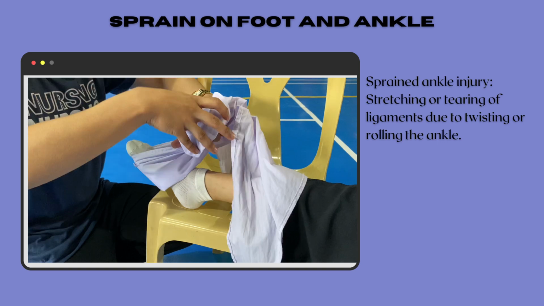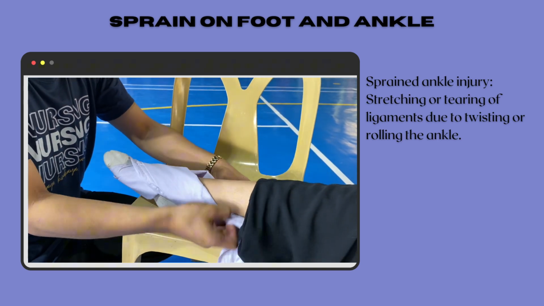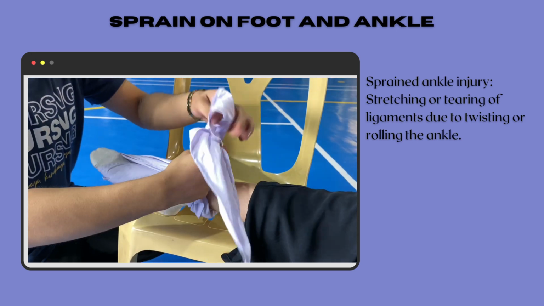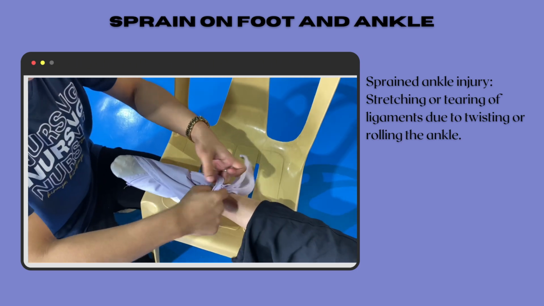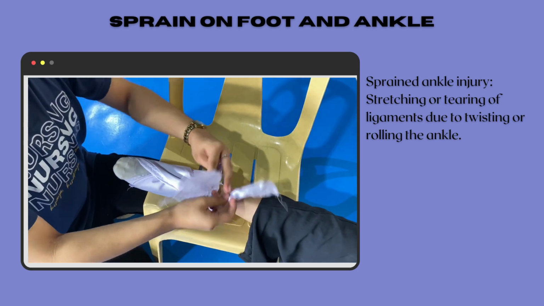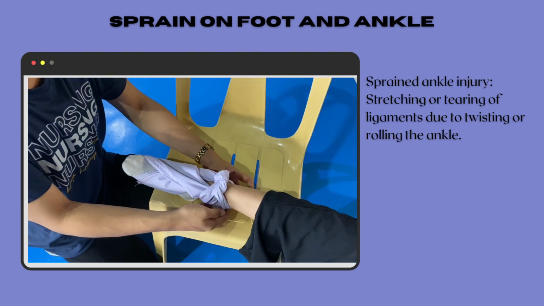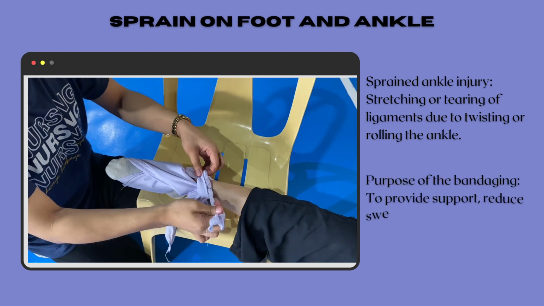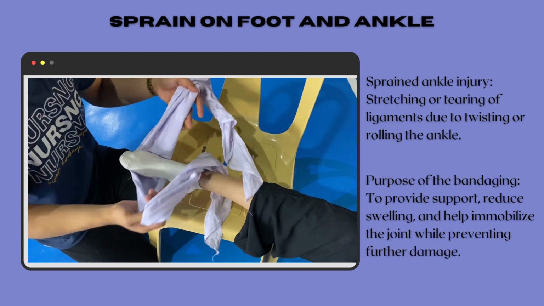Place the center of the cravat over the sprain, cross both ends over the foot. Cross both ends at the back of the ankle and do again the cross of both ends. Lock and tie both ends using a square knot. Tuck in the excess ends to make it neat. Purpose of the bandaging: to provide support, reduce swelling, and help immobilize the joint while preventing further damage.